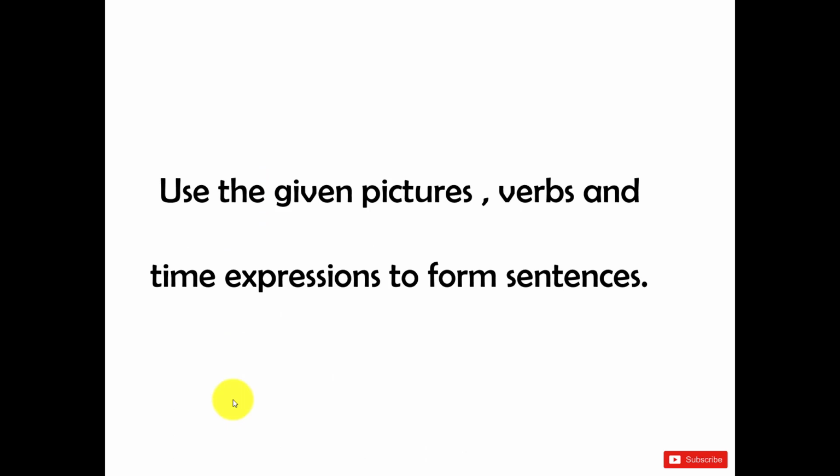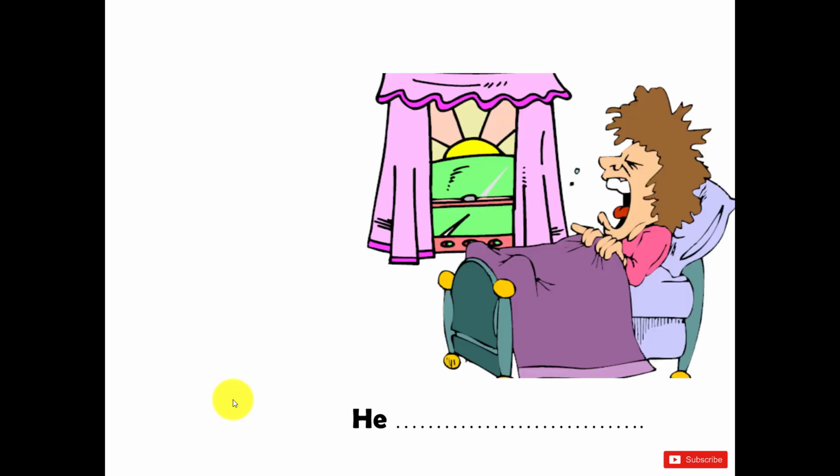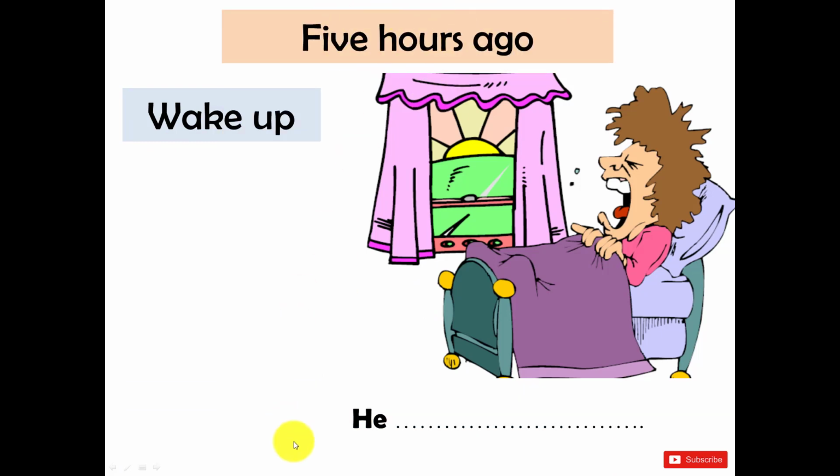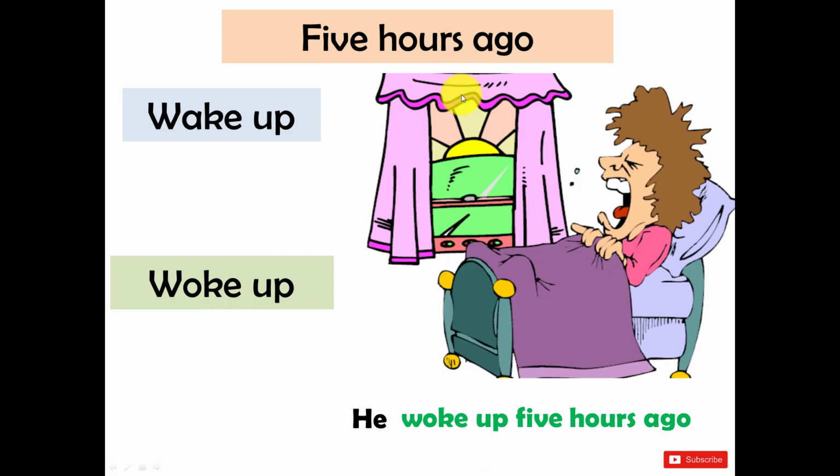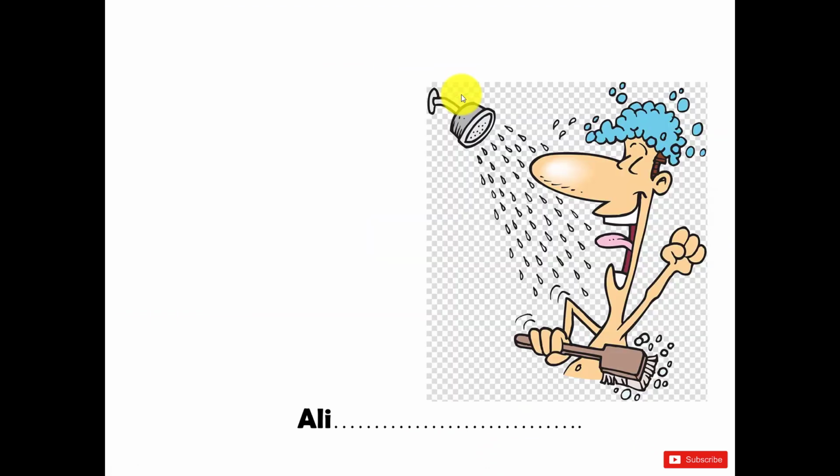You are going to use the given pictures, verbs, and time expressions to form sentences. So here I'm going to provide you with pictures, with the verb, and with the time expressions. And your job is to put the verb in the past simple to form a sentence with the verb and the time expression. So what is the past of wake up? Yes, good, woke up. So he woke up 5 hours ago. Good job. So do the same for the rest.